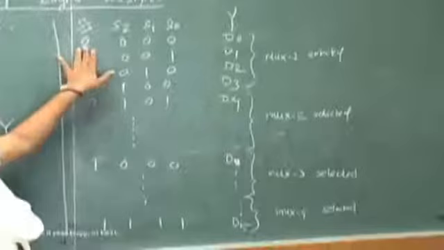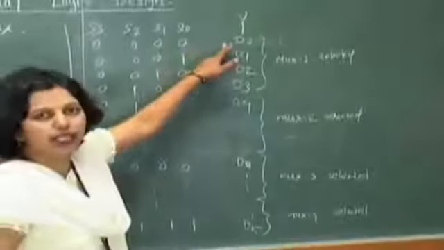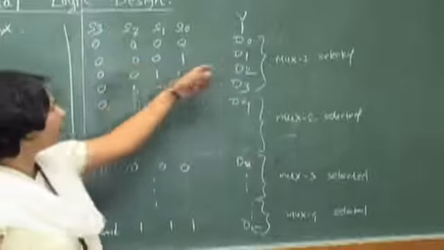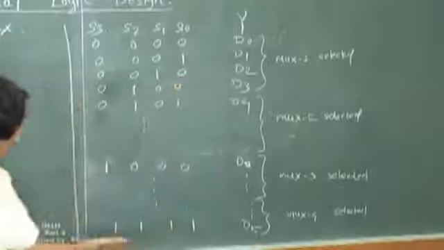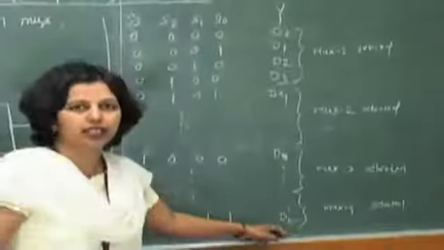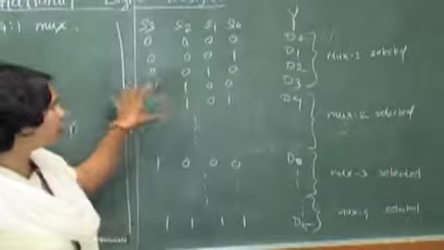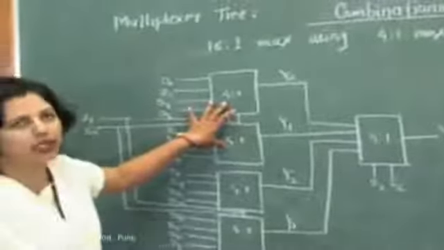When select lines are 0, 0, 0, 0, that time the D0 line should be selected. When it is 0, 0, 0, 1, the D1 line will be selected and so on. That is, when select lines are all ones, the D15 line should be selected. So this is the truth table of the 16:1 mux. Now let us see how this structure is going to act as a 16:1 multiplexer.